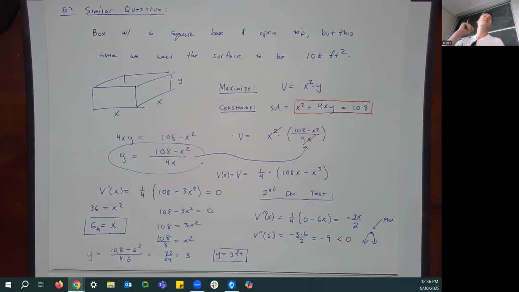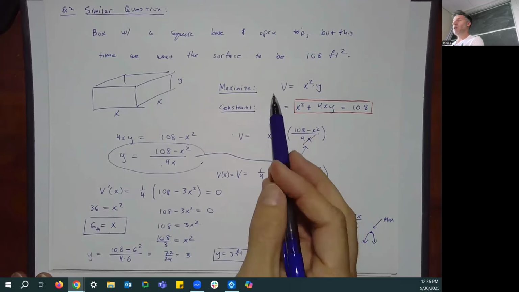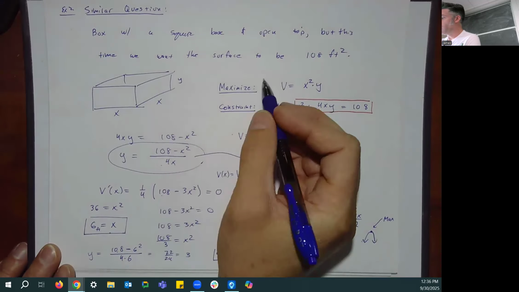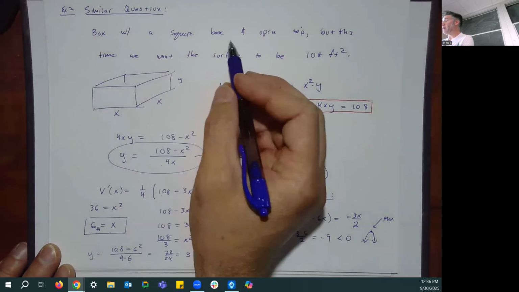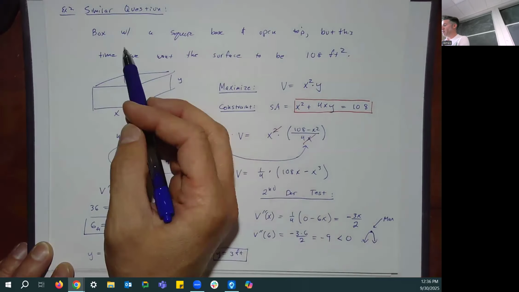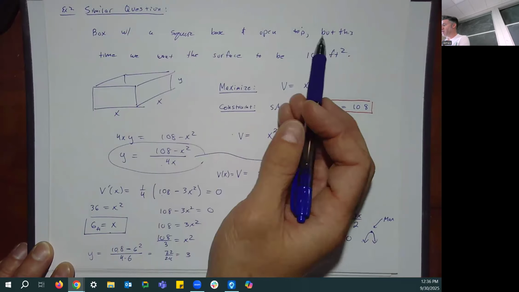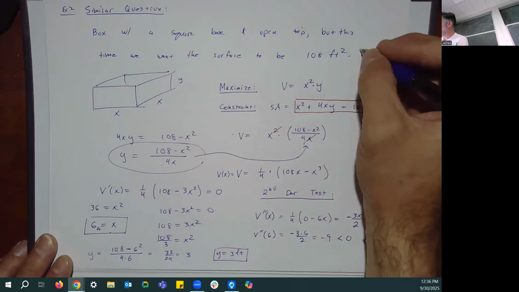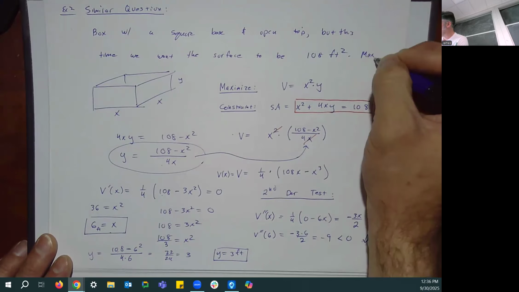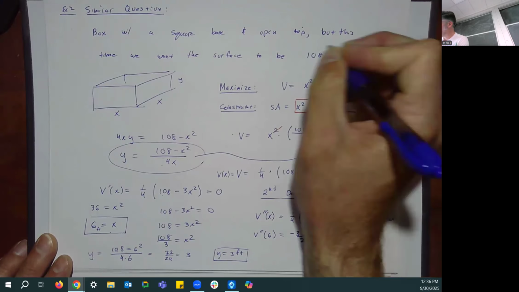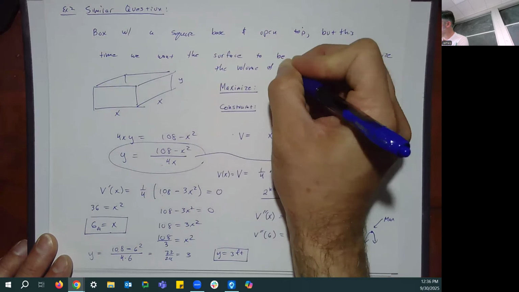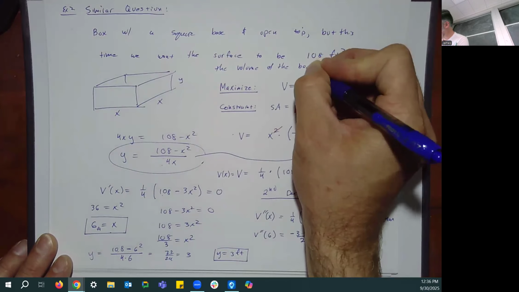Say it one more time. Like these two equations up here. So for the volume equation, because again, the problem said we want a box with a square base and open top, but this time we want the surface area to be 108 feet squared. And I should have said or written, we want to maximize the volume of the box. Apologies for missing that key detail.